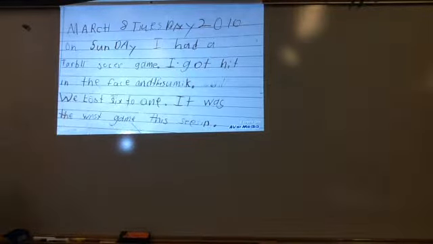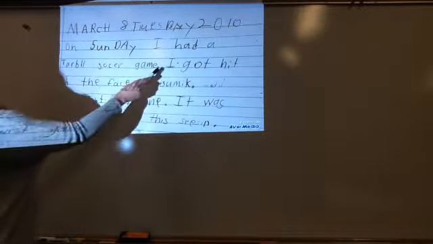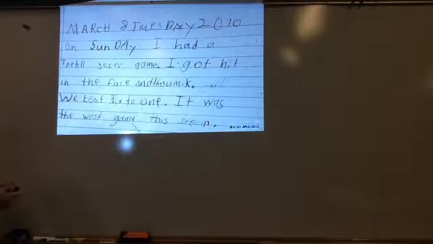And then we've got in the middle 2 sentences that help to clarify things about the game. "I got hit in the face and the stomach. We lost 6-1." So the structure of this piece is very well done. There's all the components that we need for the organization of it, as well as the great punctuation at the end of each of the sentences. Each of the beginning words are capitalized.